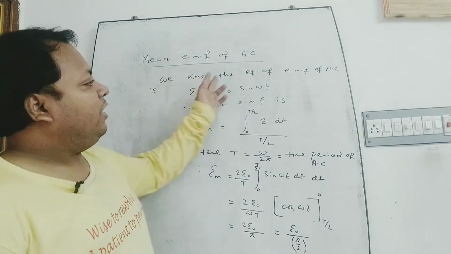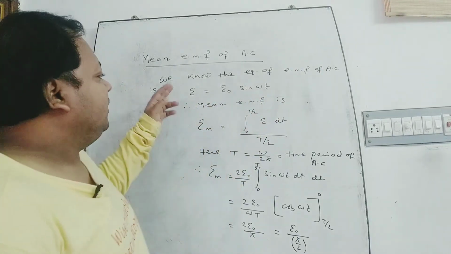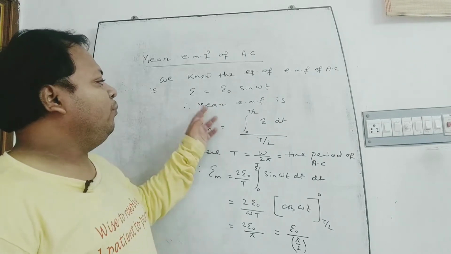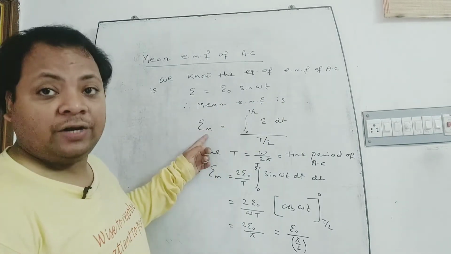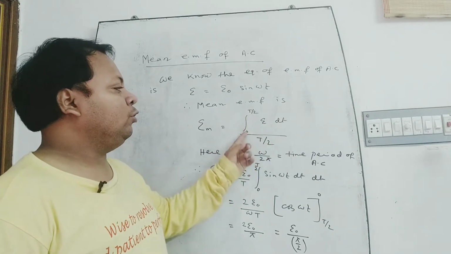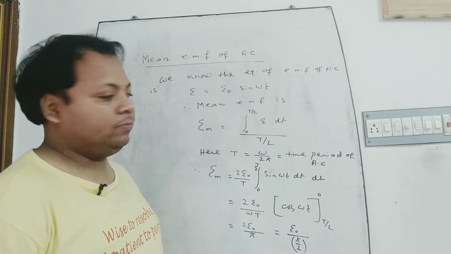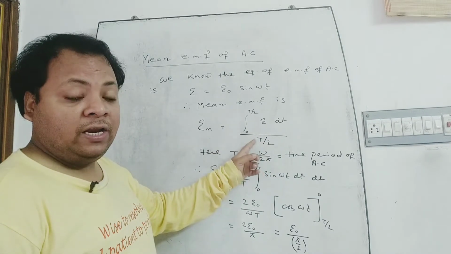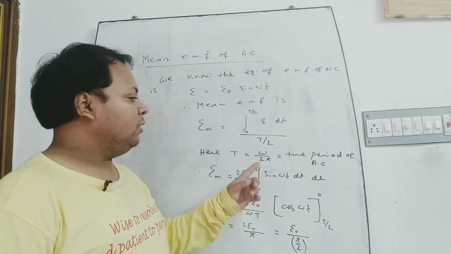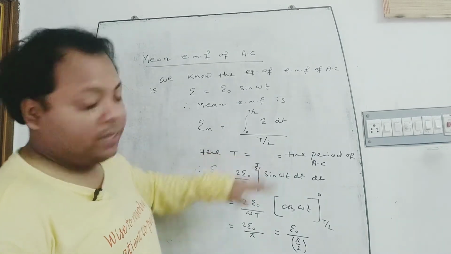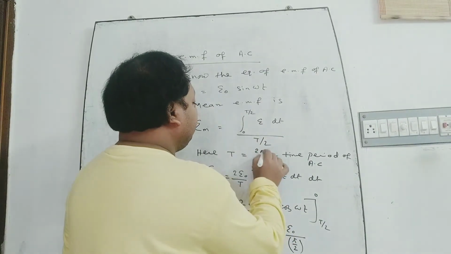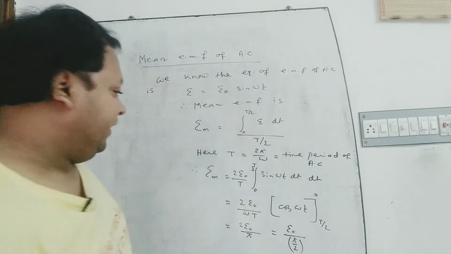Now we know the equation of EMF of an AC is epsilon is equal to epsilon 0 sin omega t. Therefore, the mean EMF, epsilon m, is equal to the integration from 0 to T by 2 of epsilon dt, divided by capital T by 2. Here capital T is equal to 2 pi by omega, which is the time period of AC.